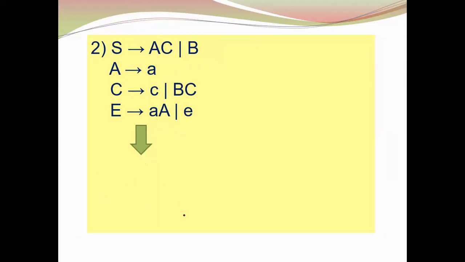This is the next example. Please tell me which of the symbols are useless here. Students, first I have the production A tends to AC. I can substitute anything in the form of a string for this, and for this also I can substitute anything in the form of a string.